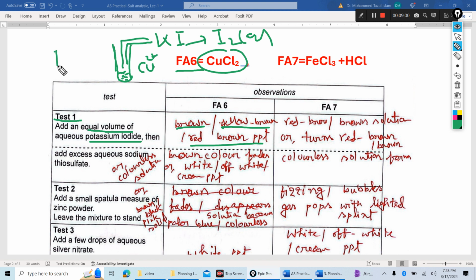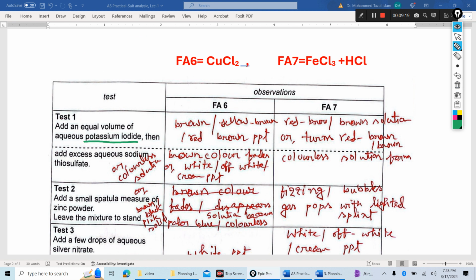You remember aqueous iodine solution is brown. Aqueous iodine solution is brown color. So if you write yellow or orange, this is actually wrong. You should write brown, as iodine aqueous solution is brown. So when you add potassium iodide, I mean the iodide ion is oxidized to aqueous iodine, so you should write brown or red-brown precipitate.